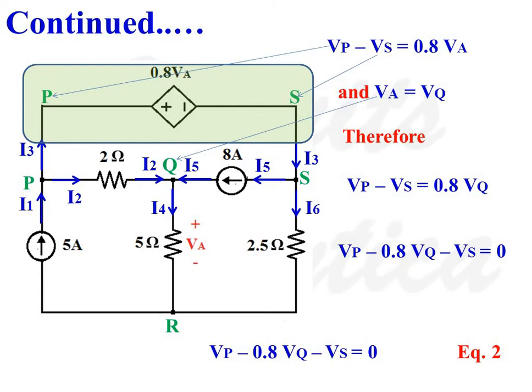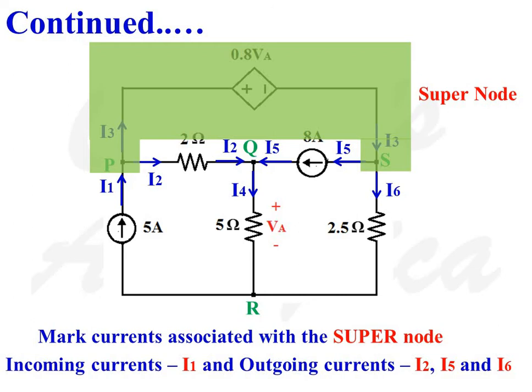Now the concept of supernode. So this is the super node. The portion which is shaded in green color is the super node. Let us identify the incoming currents and outgoing currents for the super node. There is only one incoming current I1 and there are three outgoing currents I2, I5 and I6.